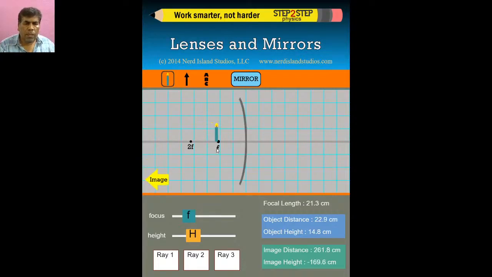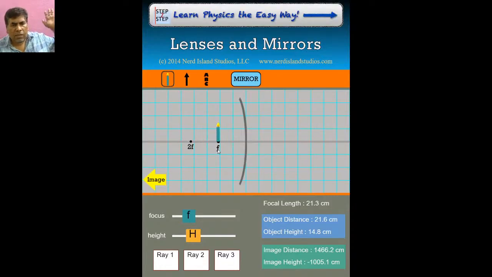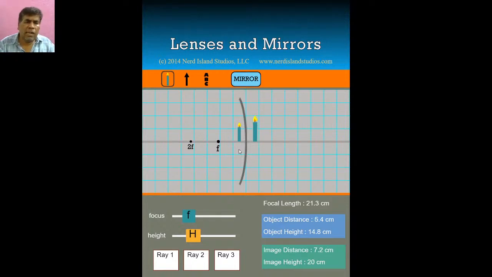If I still move to F, the focus, where is the image? The image went somewhere else, to infinity, meaning to a very large distance. If I still bring it closer, what happens to the image? The image will be formed on the other side of the mirror, meaning inside the mirror. Like this, the behavior of the image is changing, based on the location of the object.